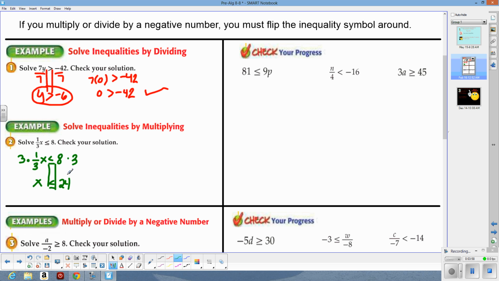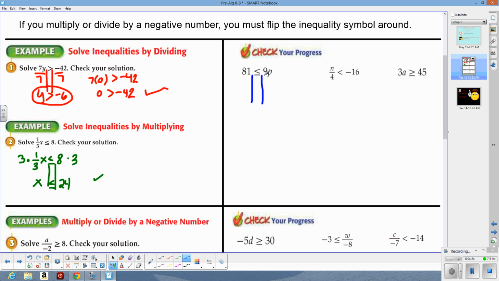To check your work, you plug in 24. 1/3 of 24 is 8, so that works out. And now choose a number that's less than or equal to 24, such as 0. 1/3 times 0 is 0, and 0 is less than or equal to 8, so that is the correct answer. Now you may want to pause the video and try the next 3 on your own.